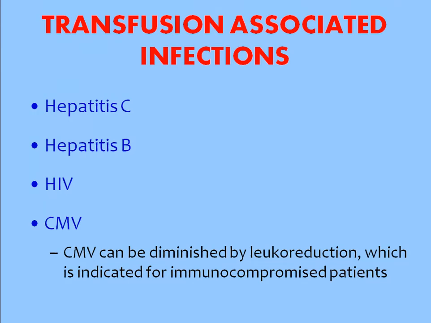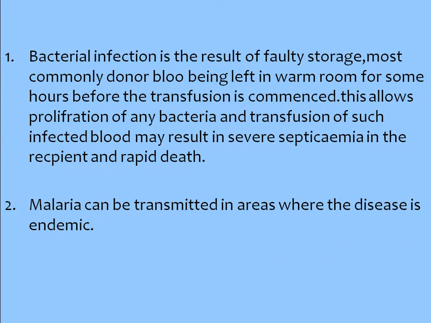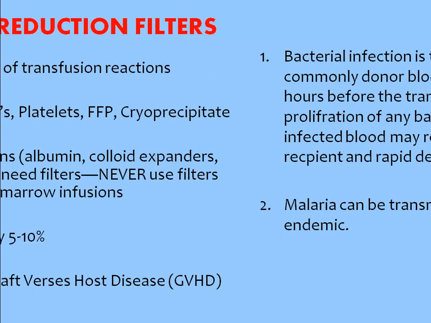Then transfusion associated infections. The most common infections that you screen for would be HIV, then hepatitis B, hepatitis C. Cytomegalovirus infections can also be seen. Bacterial infection is usually because of faulty storage, where you don't keep it at the required temperature in the fridge, and transfusion of the infected blood might lead to severe septicemia in the recipient and also rapid death if it is not detected and treated immediately. And in endemic areas, there can be transmission of parasitic infections also, like malaria.